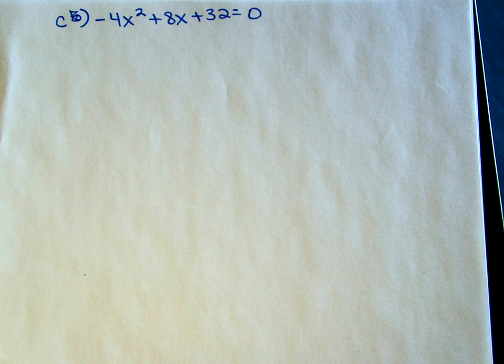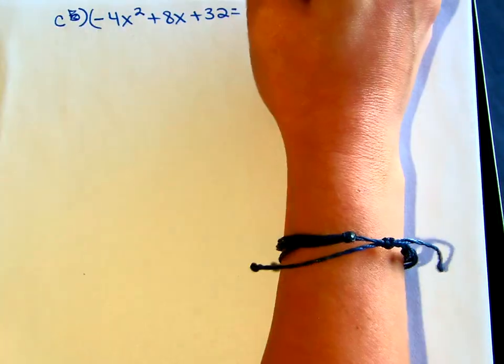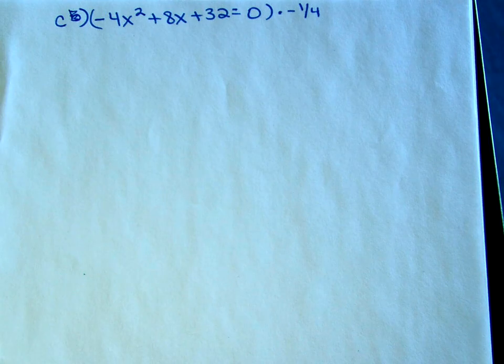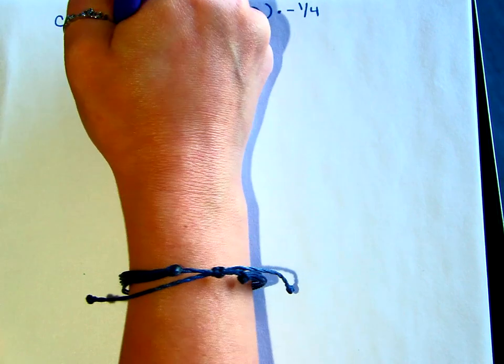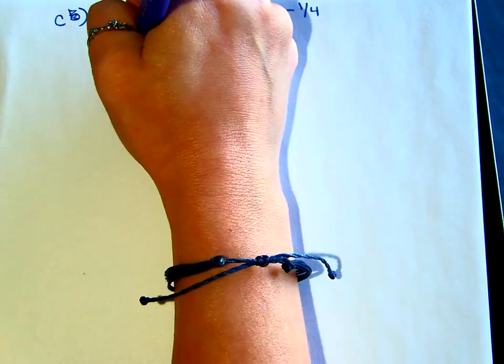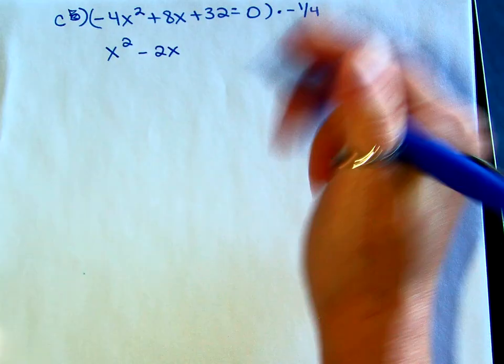That's really doing the exact same process. Just depends on which way your mind likes to see it. I'm going to choose to multiply everything by a negative 1/4, mostly because if I was using lined paper, it saves me a line. Negative 4 times negative 1/4 would give me the 1 that I'm looking for. 8 times negative 1/4 would give me a negative 2. 32 times a negative 1/4 would give me a negative 8.